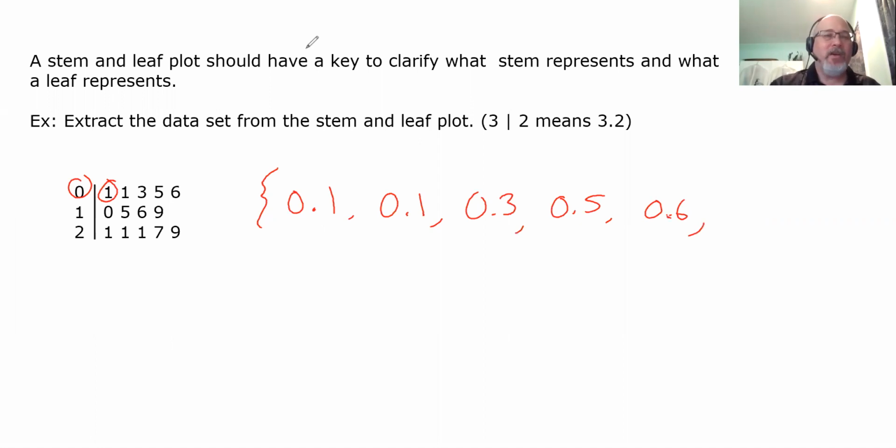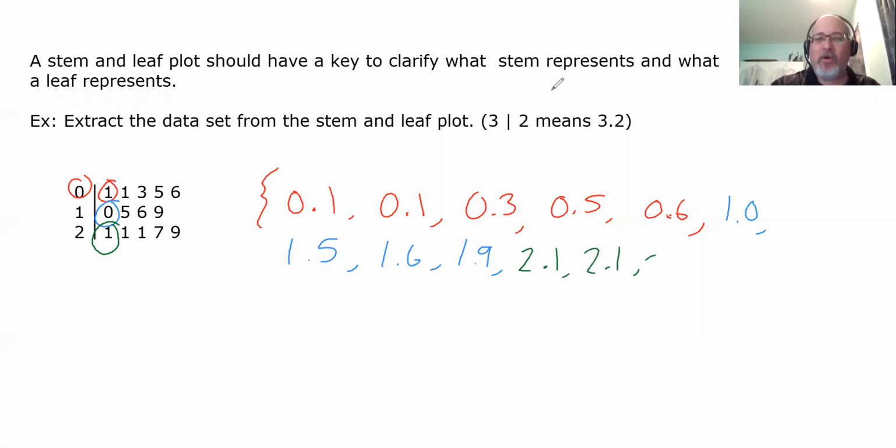If we move to the next row, this 0 as a leaf in the row whose stem is 1 would mean 1.0, and then continuing down that row of leaves, 1.5, 1.6, and 1.9. Moving to the last row, whose stem is 2, the first leaf is 1, so according to the key, that would represent 2.1, and then continuing 2.1, 2.1, 2.7, and 2.9.